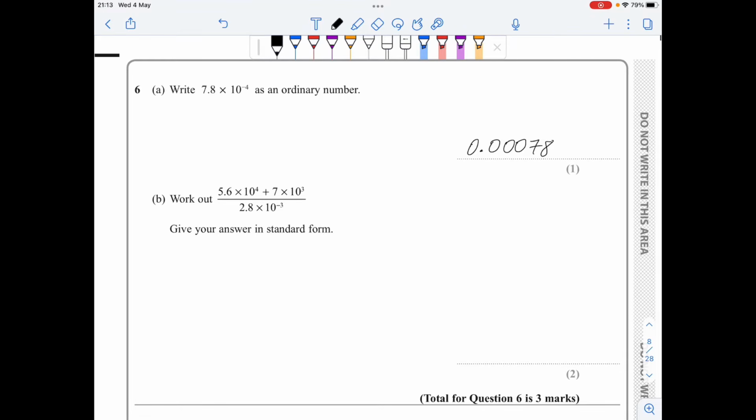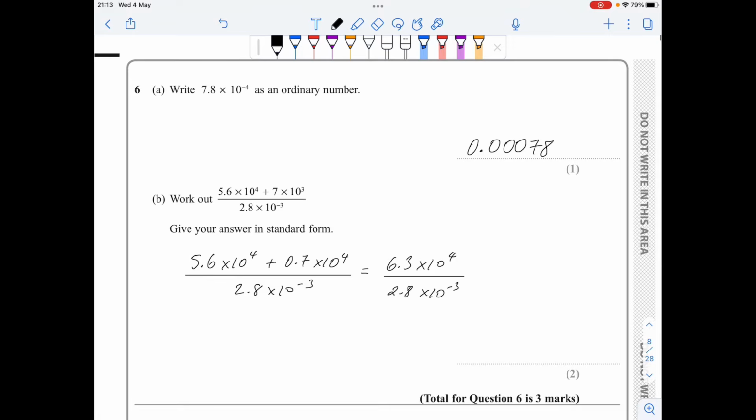Now, the numerator is 5.6 times 10 to the 4, and then I'm going to add 7 times 10 to the 3, which I'll have to change to 0.7 times 10 to the 4. So these two numbers have the same power of 10. This will be over 2.8 times 10 to the minus 3. So the numerator now becomes 6.3 times 10 to the 4 divided by 2.8 times 10 to the minus 3.